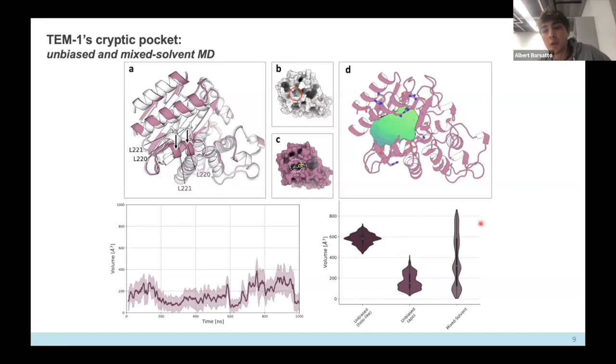I can actually also include, for example, benzene molecules or any organic molecule in your simulation box in order to force the sampling of these cryptic pockets. And you can see that if we do mixed solvent simulations, it's still unbiased, but we add in benzene molecules, for example, we do recover some sort of open configurations of the pocket in terms of volume, but still not extremely robust.